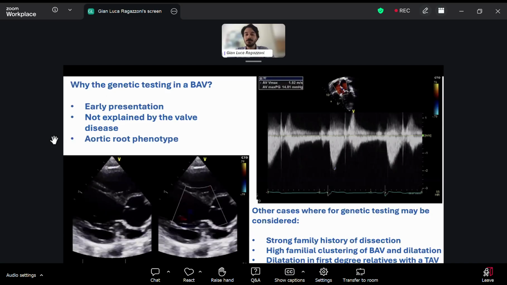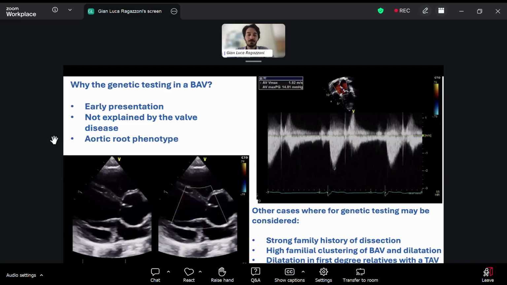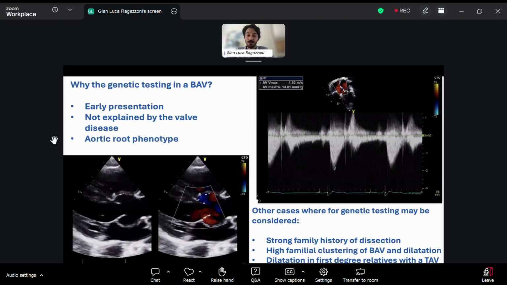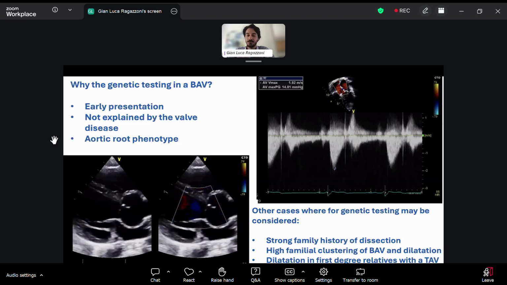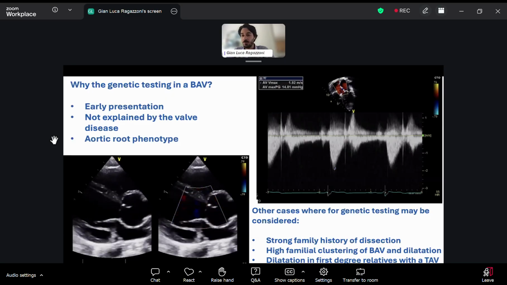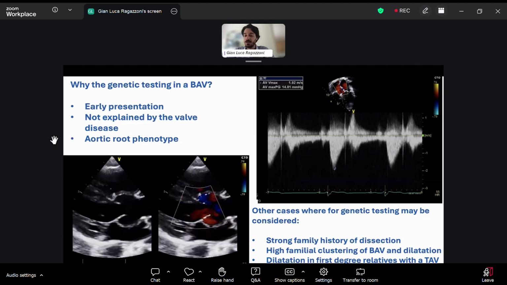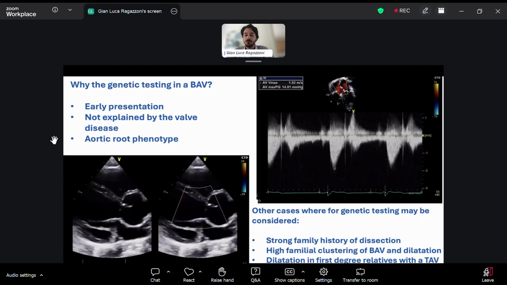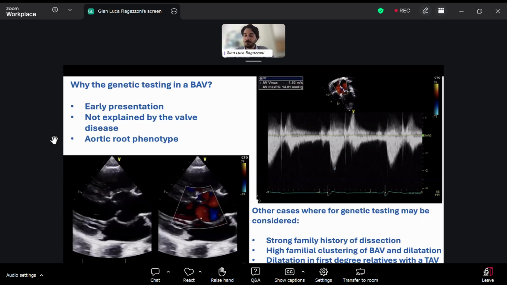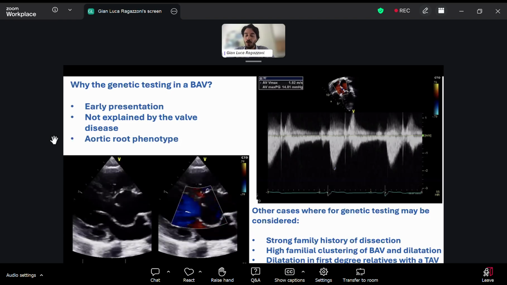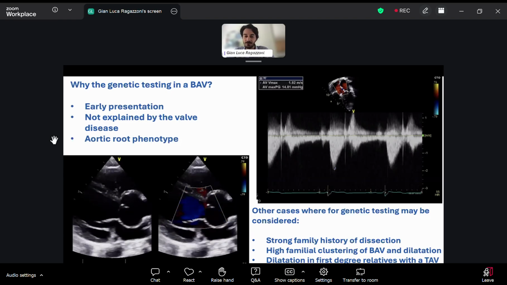And also it has an aortic root phenotype, which by itself doesn't tell us much, but this is the phenotype that is more associated with an underlying genetic cause. So again, we should take this into consideration with the fact that the valve is not that damaged and it is an early presentation. So in this case, that's why we did the genetic testing. Other cases where genetic testing should be considered might be a strong family history of dissection, or if there is a high familial clustering of bicuspid aortic valve and dilatation, or sometimes we may have some dilatation in a first-degree relative, even though they have a tricuspid aortic valve.